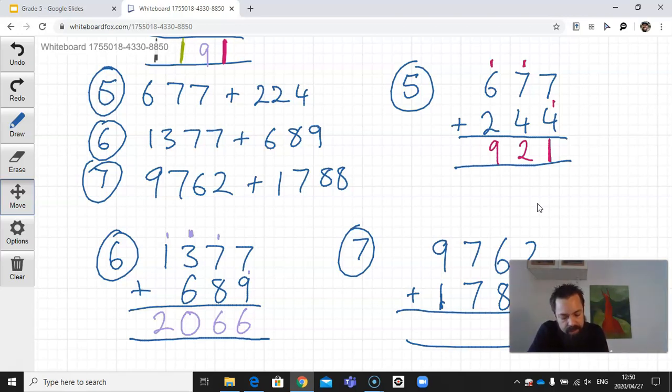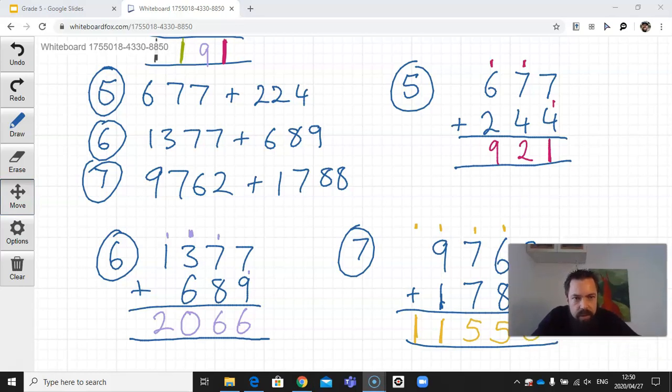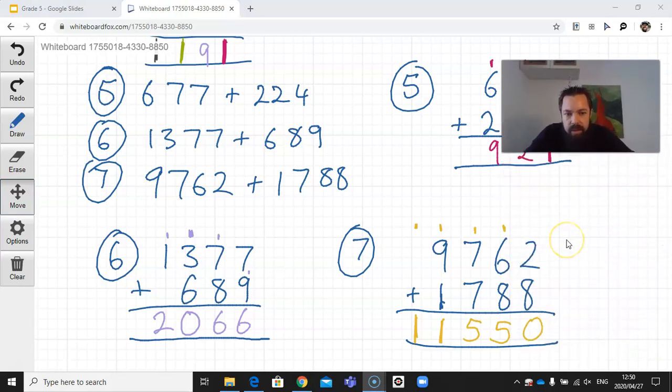Let's have a look at number 7. 2 plus 8 is 10. Carry 1. 1 plus 6 is 7, plus 8 is 15. Carry the 1. 1 plus 7 is 8, plus 7 is 15, carry the 1. 1 plus 9 is 10, plus 1 is 11, carry the 1, and it drops down. Here we go. Oh, my video is in the way. All right, there we can see.